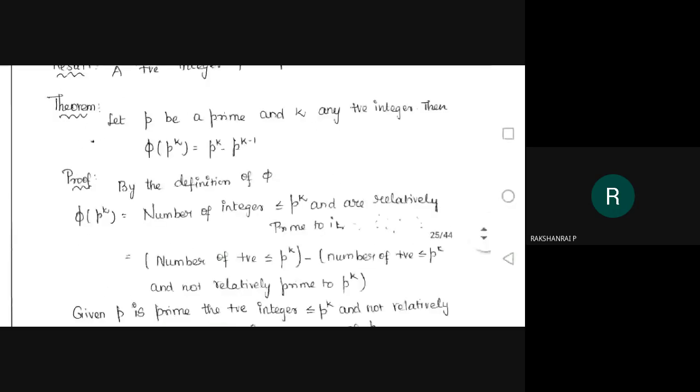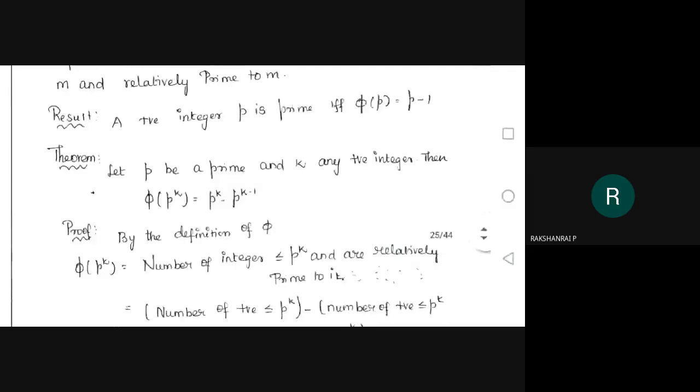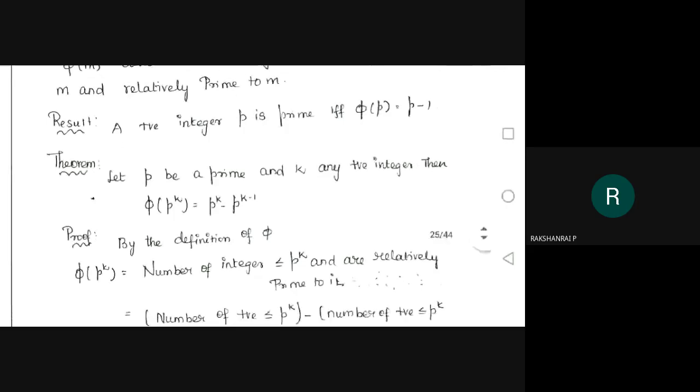Then Euler's phi function. If P is prime, then Euler's phi function phi of P will be P minus 1. Suppose P is a prime and K is any integer, then phi of P power K is equal to P power K minus P power K minus 1, or P power K into 1 minus 1 by P.